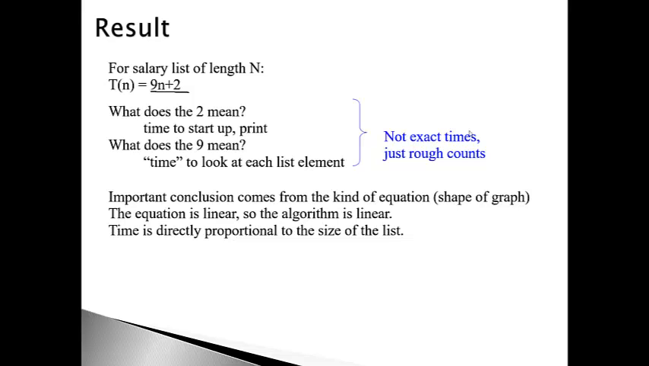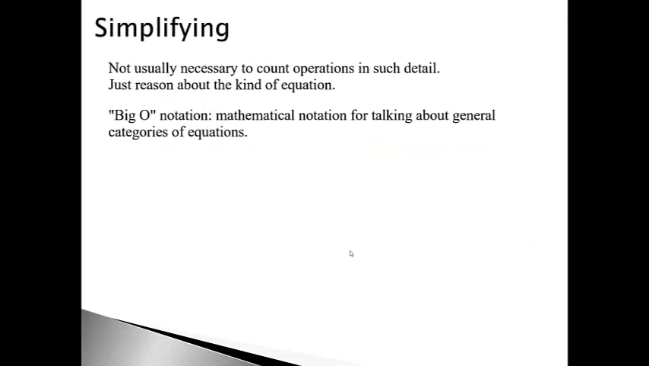So the important conclusion is what comes from the kind of equation or the shape of this graph, and the equation is linear. So the algorithm, we say, is a linear algorithm. So the time is directly proportional to the size of the list. So luckily, we don't usually need to count all of the operations in such detail.